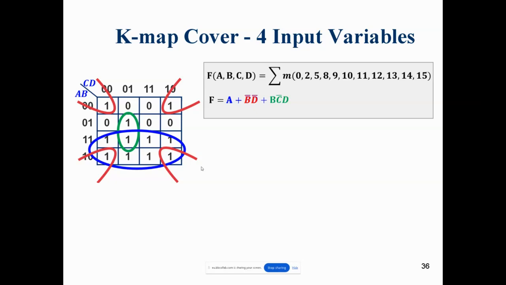We have 11 ones, and each minterm has 4 literals. So how many literals can we have in the unreduced expression? 44. 11 ones multiplied by 4. Why 4? Because each minterm consists of 4 variables. That's the reason that now we have reduced this expression from 44 literals, which is the standard sum of the minterm expression, to how many literals? 6 literals. Any question? Got it?